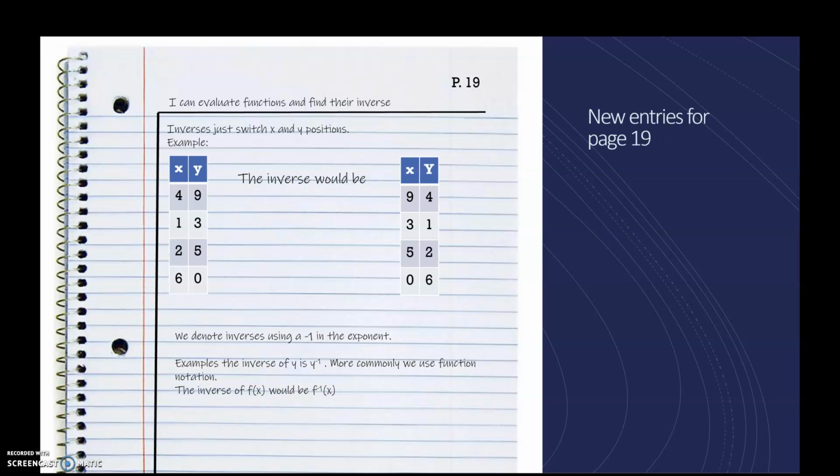Whenever we are looking at notation, we will use -1 to denote an inverse. And so you'll see the -1 on the y as an exponent. And in function notation, which is the most common situation, is this guy right here, you'll see an f to the -1 of x.